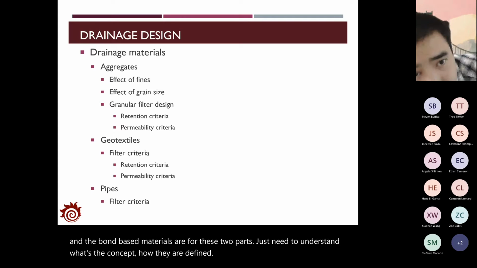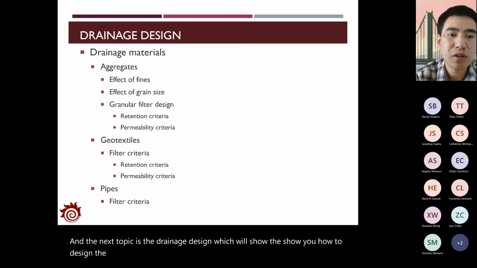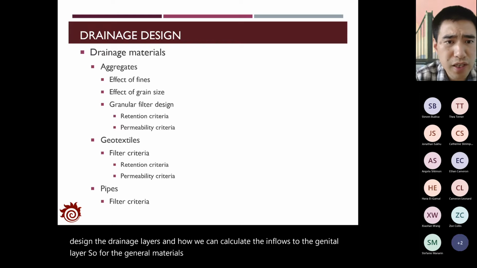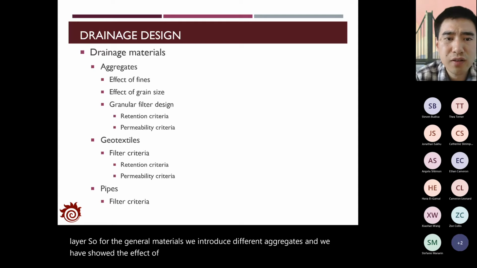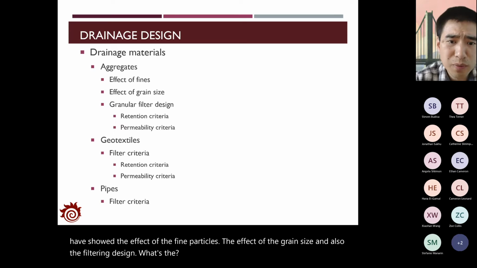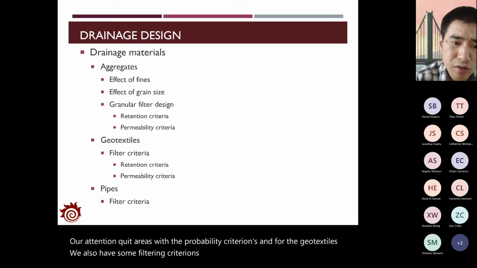And the next topic is the drainage design, which will show you how to design the drainage layers and how you're going to calculate the inflows to the drainage layer. For the drainage materials, we introduced different aggregates, and we showed the effect of the fine particles, the effect of the grain size, and also the filtering design. What are the retention criteria, and what are the permeability criteria. And for the geotextiles, we also have some filtering criteria, including the retention and the permeability criteria.